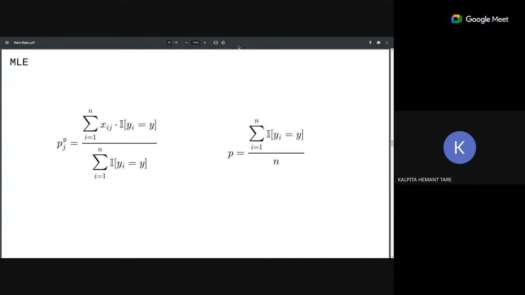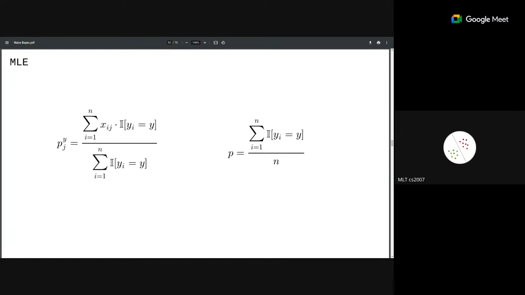It will be, in all the labels where the value is y, what is the sum of the features xij? Okay, in all the examples that belong to class y, what proportion of them contain the word j, or contain the jth word?